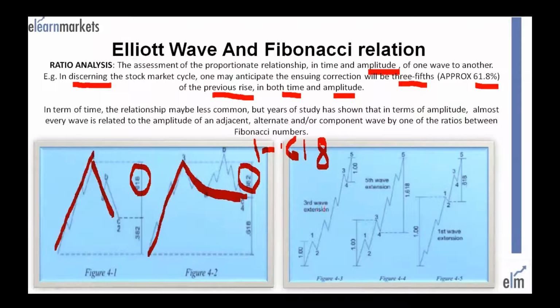When we have the third wave extension, we can see here that this is a third wave and it is extended into 5 subdivisions. We see that in case of a third wave extension, wave 1 and wave 5 are equal in length. When we have the fifth wave extension, then the length of the entire fifth wave is equal to the length of wave 1 to wave 3.